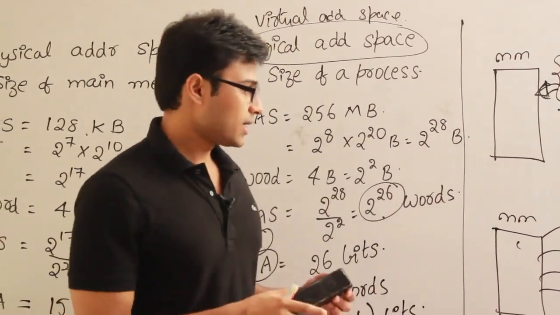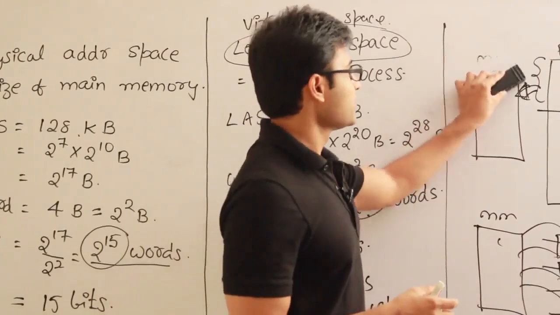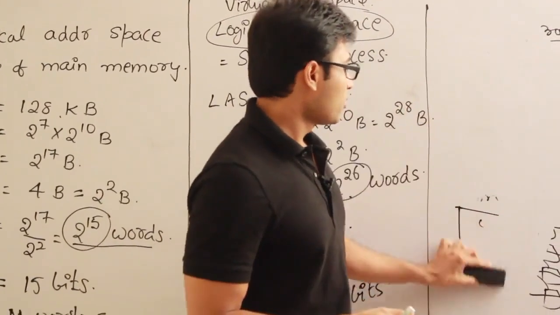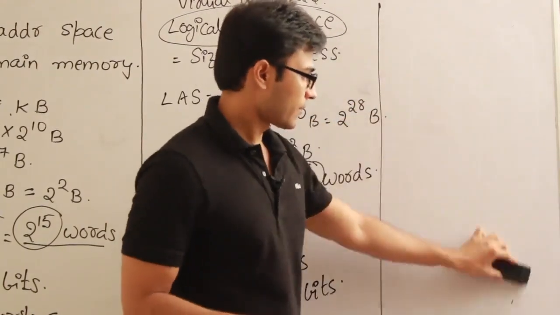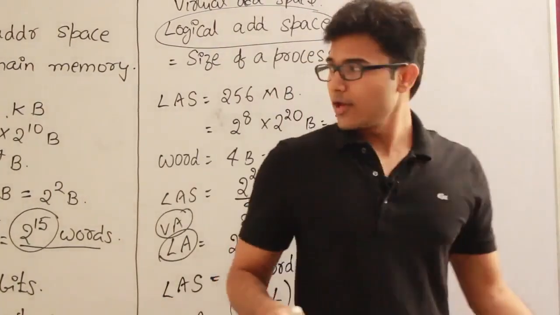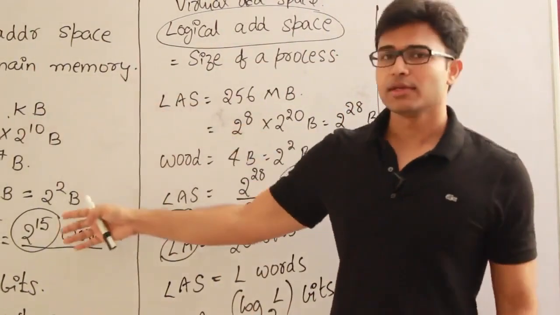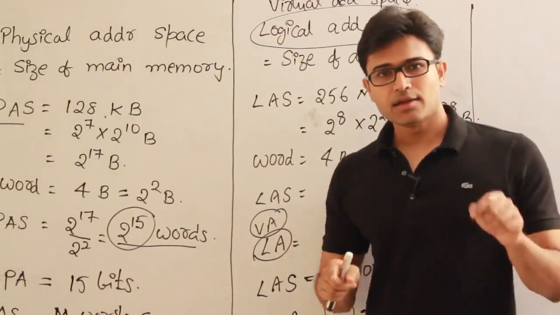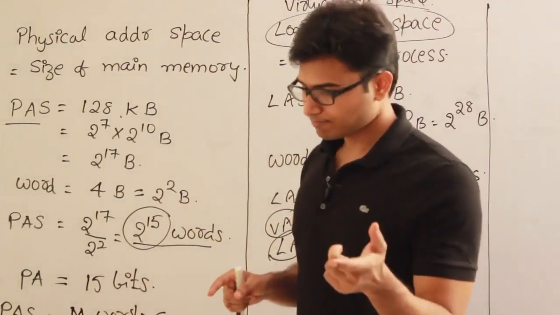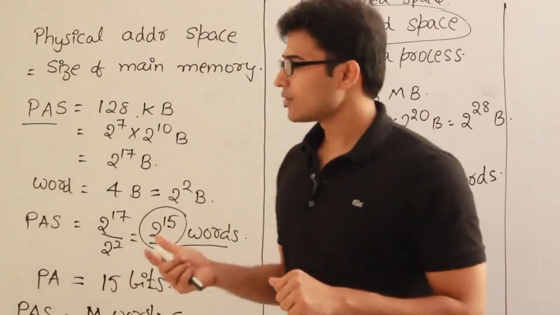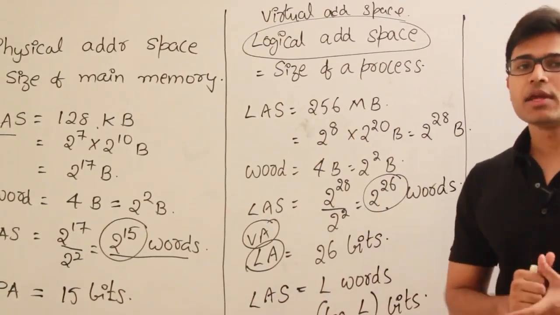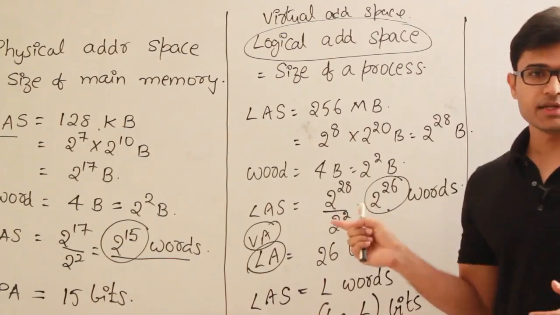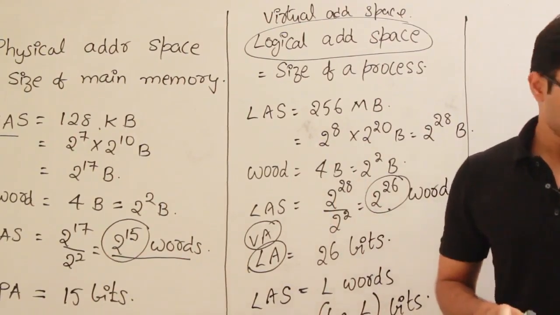Then the next concept that comes into the picture is the page size or frame size. I told you already that page size and frame size are the same, isn't it? So now we are going to divide the main memory into many small parts, and each part is called a frame, and we are going to divide the process into many small parts, and each part is called a page, in such a way that page size is equal to frame size, right?